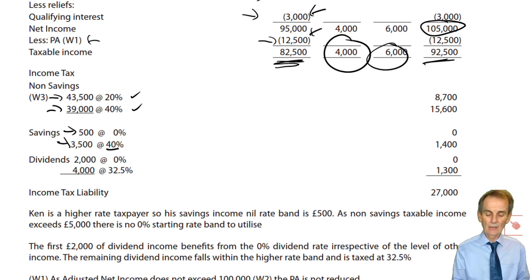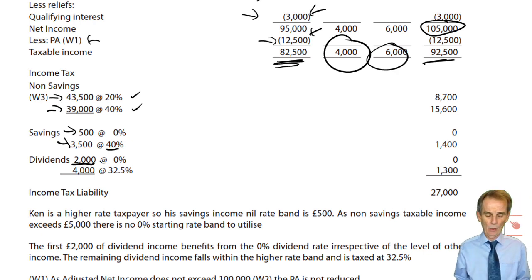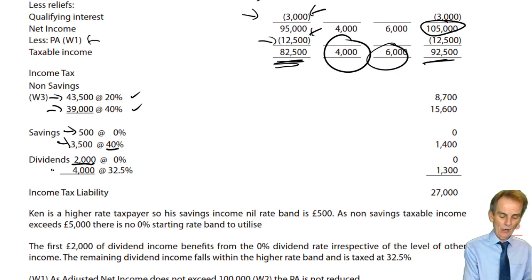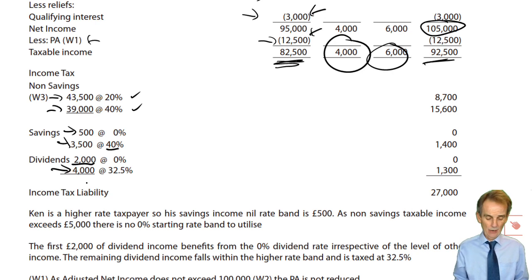Finally, to the dividend income of £6,000. Remember, unlike the savings income nil rate band, which is available at £1,000 for a basic rate taxpayer, £500 for a higher rate taxpayer, and nothing at all for an additional rate taxpayer, there is no such restriction as regards the dividend income nil rate band. It is £2,000, whatever level of taxpayer you are, so we get that at 0%. We are, however, still within the higher rate band, and dividend income within the higher rate band is taxed at 32.5%. Do your revised calculations and derive, therefore, your income tax liability.